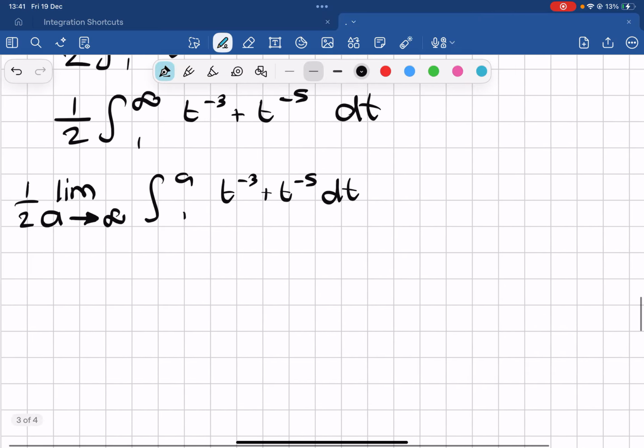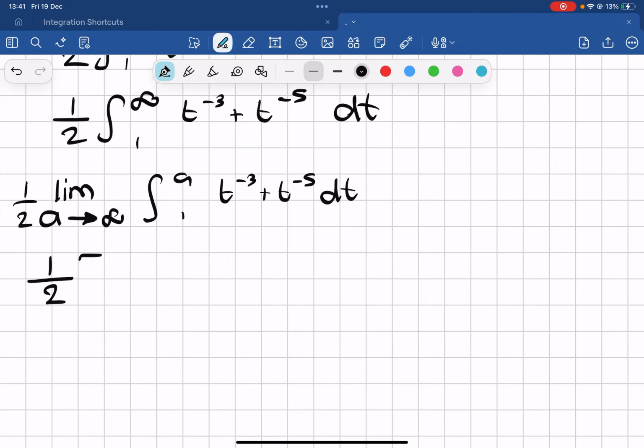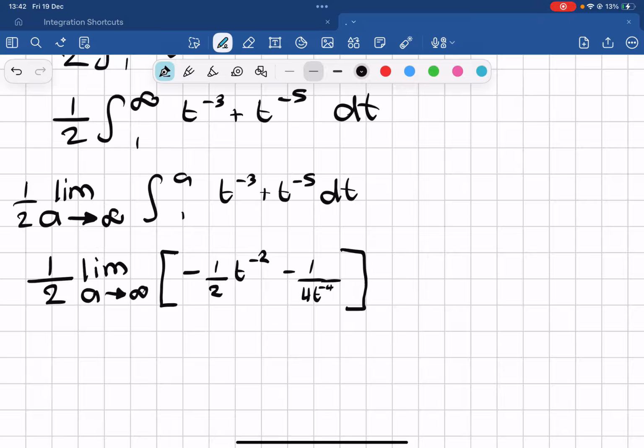Alright, now we can actually go ahead and evaluate our integral. So we've got a half, limit as a goes to infinity. We add 1 to the power and divide by the new power, so we've got minus a half t to the minus 2, minus a quarter t to the minus 4, from a to 1. Now that's all good.